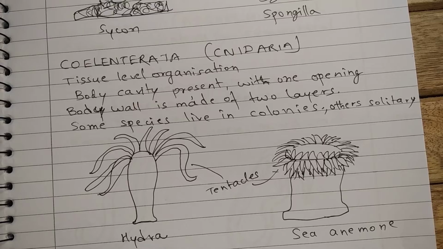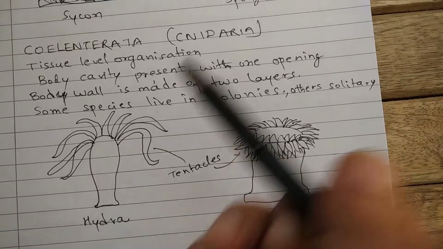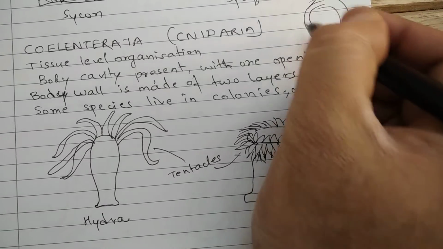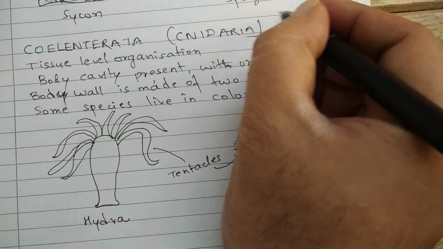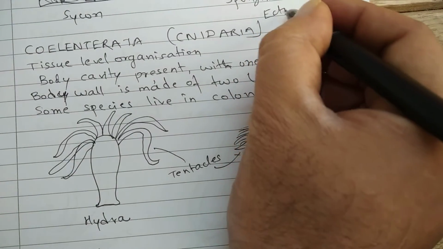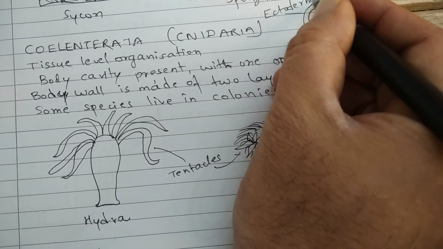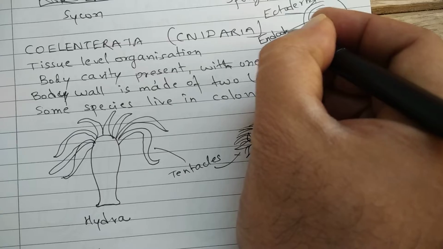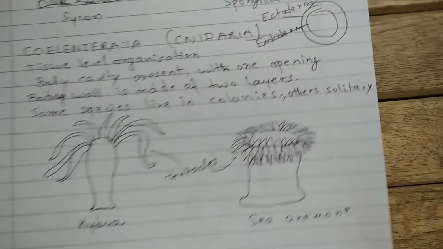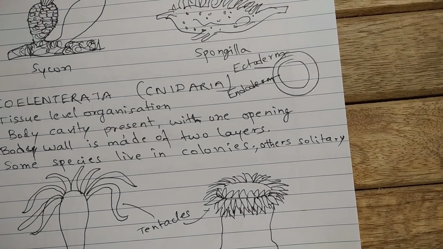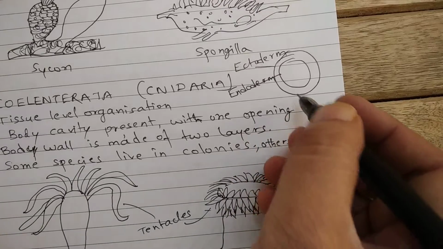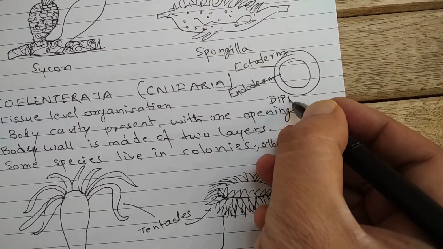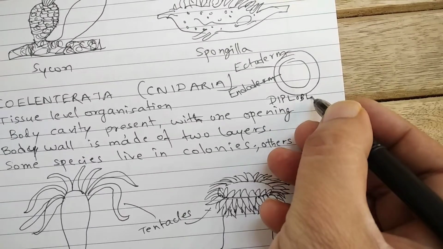Two layers means that, let us say this is the transverse section of the body and these are body walls. The outer layer is called ectoderm and the inner layer is called endoderm, and because of the presence of two layers, these are called diploblastic. Di means two.